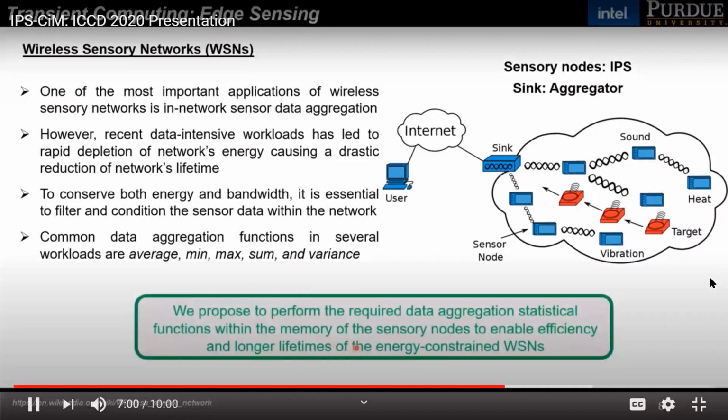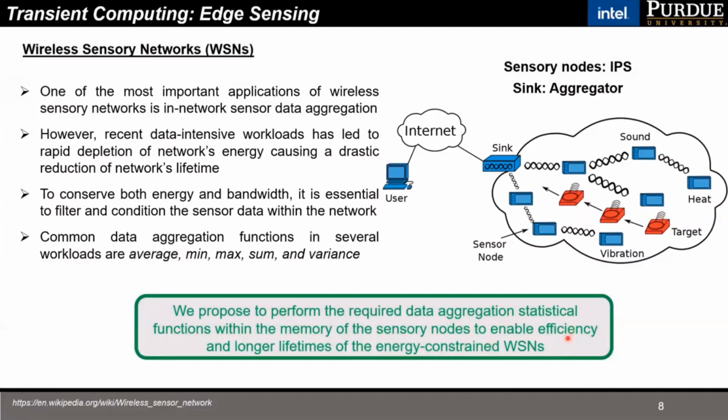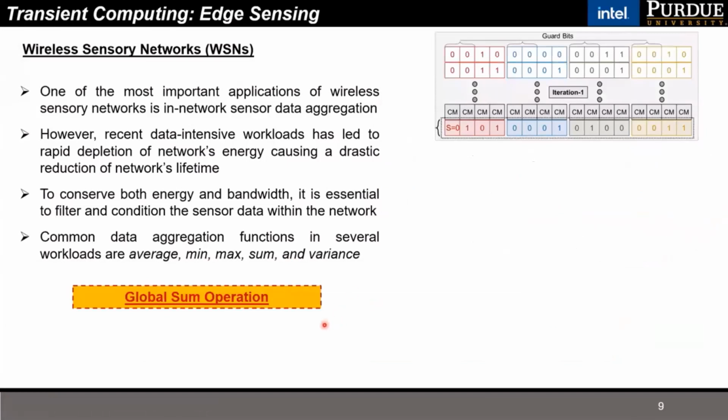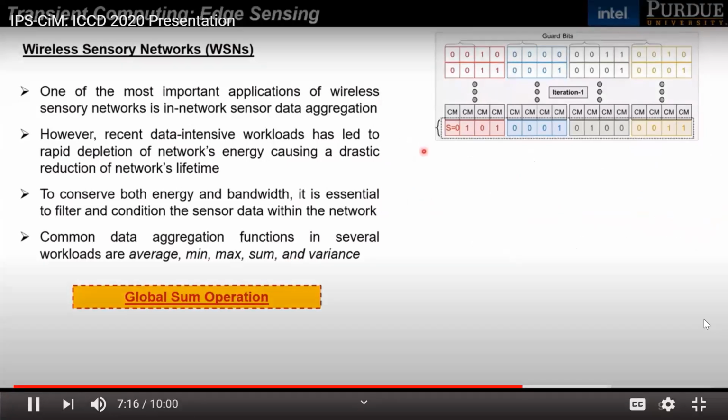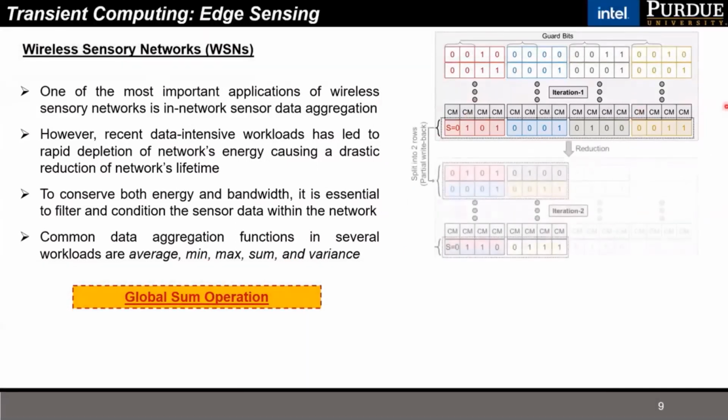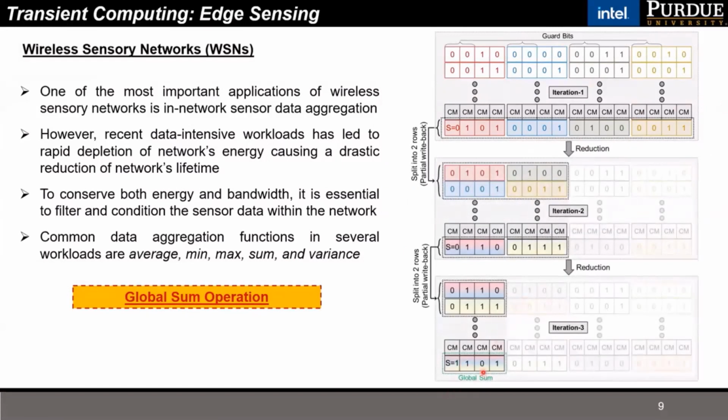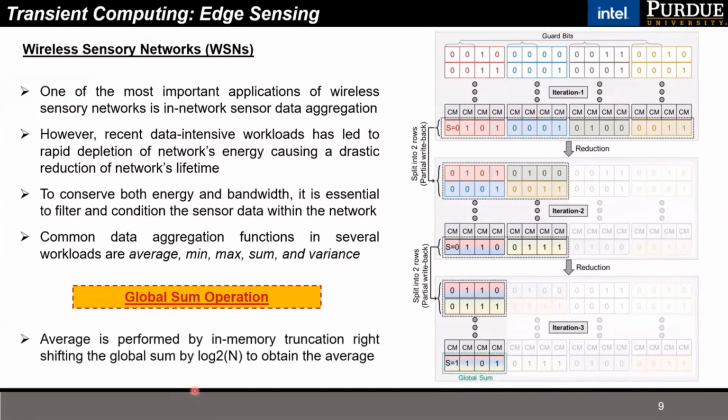And in this work, we propose to perform the required data aggregation statistical functions within the memory of the sensory nodes to enable efficiency and longer lifetimes in energy-constrained WSNs. First, the global sum operations are performed using in-memory addition operations, an example of which is shown here. We perform iterative reduction operations to achieve a global sum between multiple words stored in the memory array. To perform average, we use in-memory truncation by right shifting the global sum by log n to the base 2 bits to obtain the average.